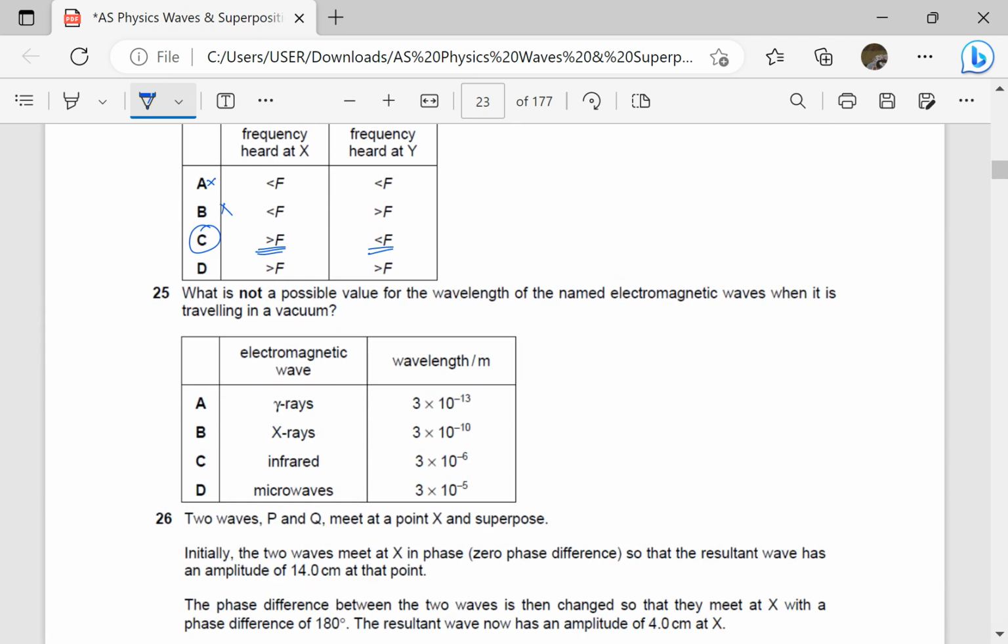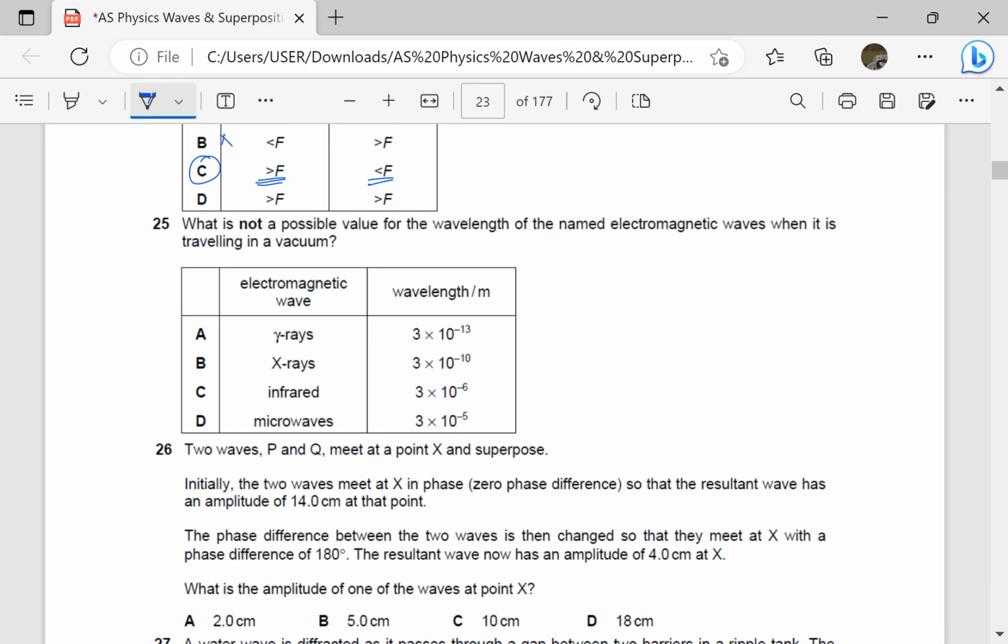What is not a possible value of the wavelength of the named electromagnetic waves when it is traveling in a vacuum? So X-rays, gamma rays, the wavelength is 3 times 10 power negative 13. I think that is fine. X-rays, 10 power negative 10, that could be fine. Infrared, 10 power negative 6.